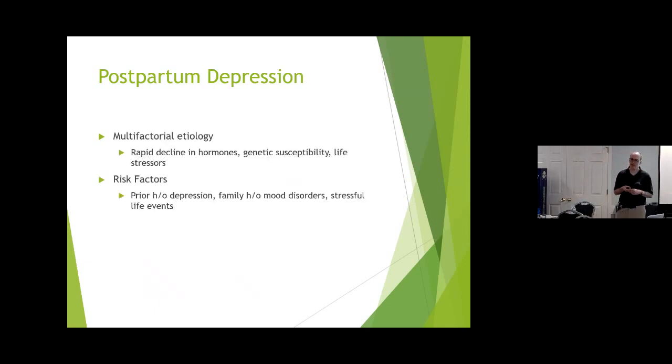Why does it happen? Multifactorial. A bunch of things can happen. Rapid decline in hormone, genetic susceptibility, life stressors, everything's going on. Who's at risk? Well, we know there's some risk factors, right? So is there a history of depression? Is there a family history of mood disorders? Are you having other stressful life events that happen at the same time?